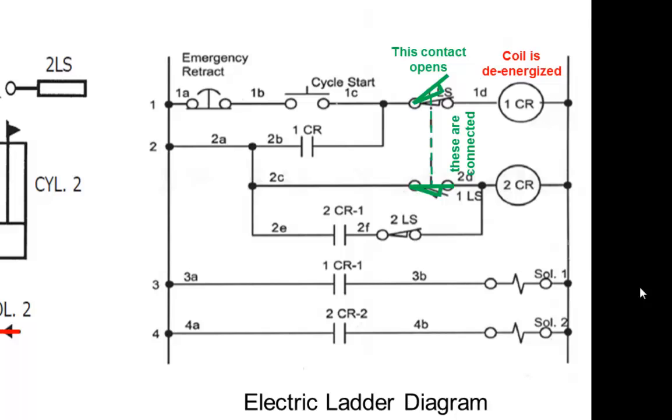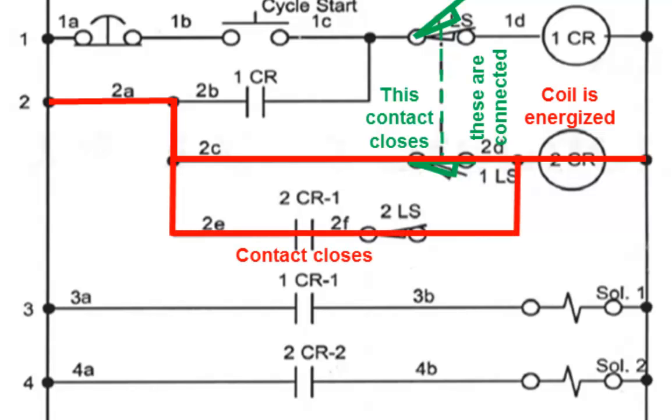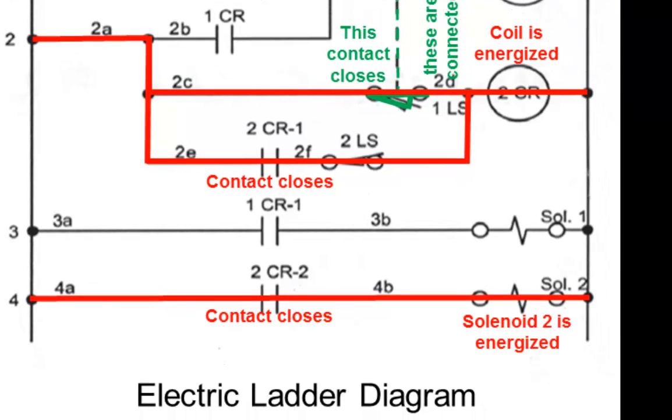And it's important to note that that limit switch number 1 had two sets of contacts, one that was normally closed and one that was normally opened. This contact now closes, which energizes this coil. When that coil is energized, it closes this set of contacts as well as this set of contacts, which results in solenoid 2 being energized.